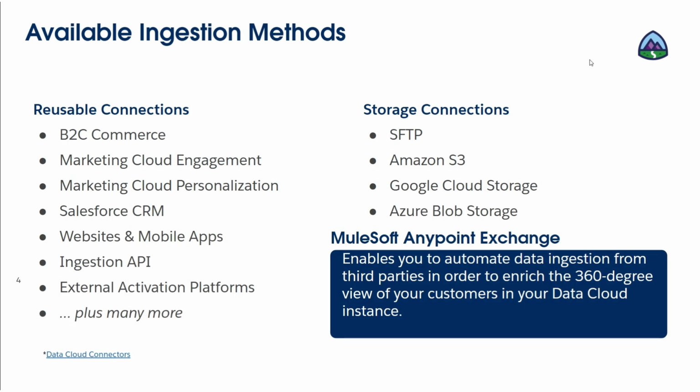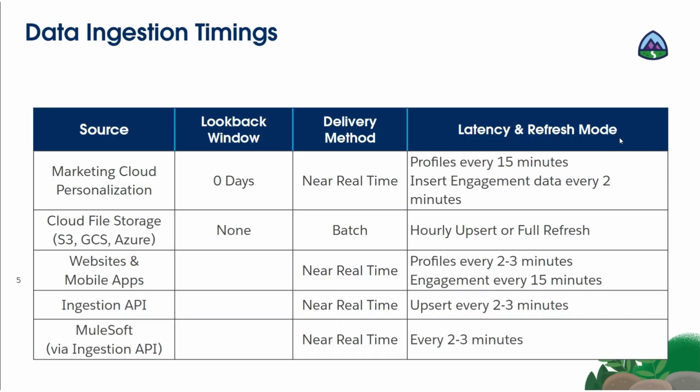There are a bunch of different ingestion methods. We can bring things in from Amazon S3 through its connector. We can SFTP in data. Basically any way you can think of to move data around, we can do it in Data Cloud. We can do near real-time connections to web apps and mobile apps, and we can use the ingestion API to bring data in near real-time.